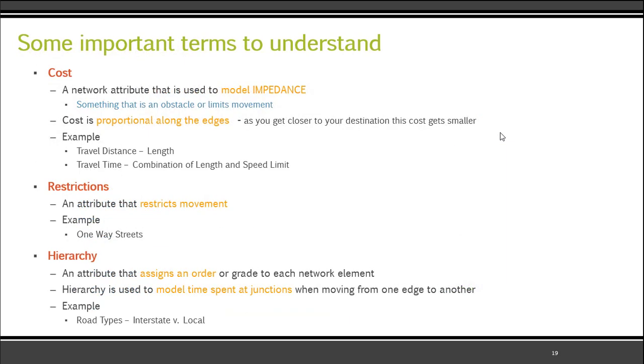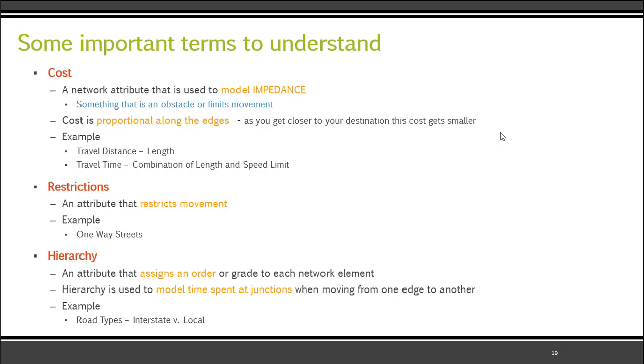All right, so now that we've talked through a lot of what you can do with networks, it's important to understand some key terms that you're going to see within any network data set, whether you're building it or you're using a vendor-provided one. The first is this concept of cost. Cost is the attribute that's used to model impedance. So this is an obstacle or something that limits movement. Cost is proportional along the edges, meaning that as you travel along a road, your cost is going to get smaller and smaller as you move towards your destination.